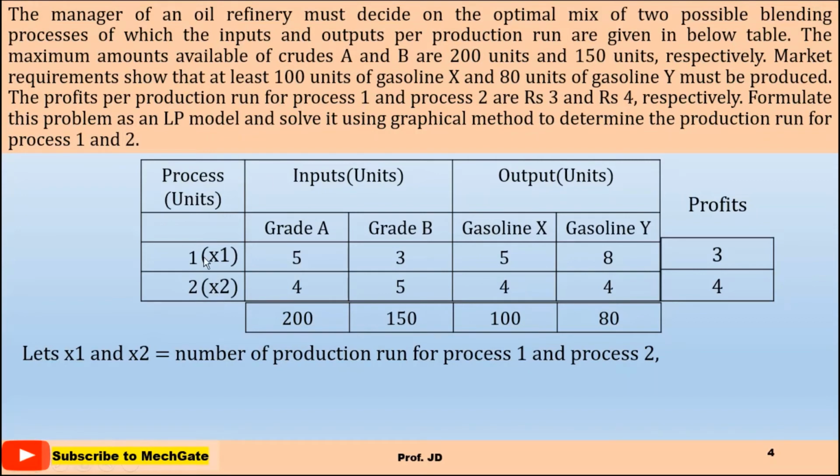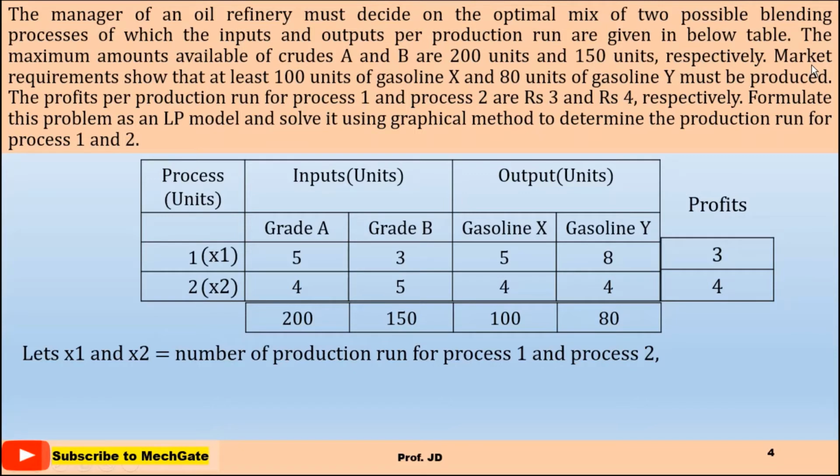Now you have this table, so you can write all the constraints and the objective function. Our objective is to maximize the profit, right? The first constraints: the maximum amounts available for crude A and B are 200 and 150. This is the maximum amount, you cannot exceed this limit, right? So this is 5x1 plus 4x2 less than or equal to 200, and 3x1 plus 5x2 less than or equal to 150.